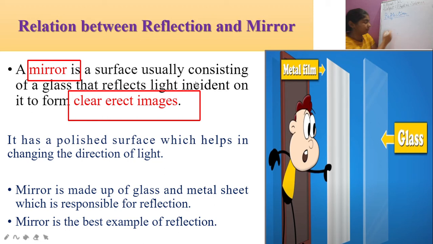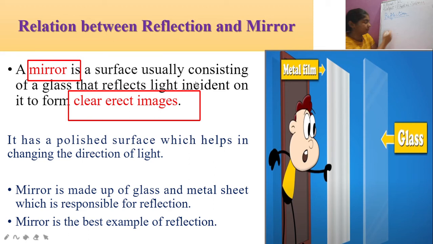Now you can come to know that this is a glass, right? And this is a metal. So it has a polished surface which helps to change the direction. So in front of it, the mirror, you can see this. This is a mirror, right, which has a polishing surface. So this acts as a direction changer for the light.